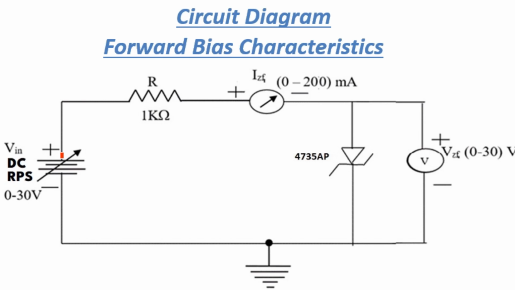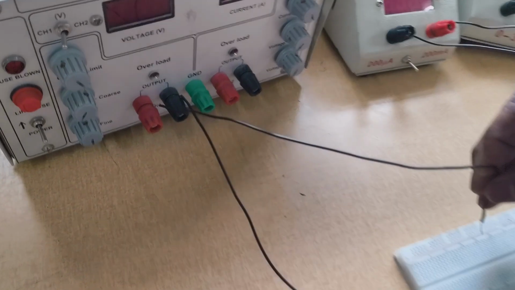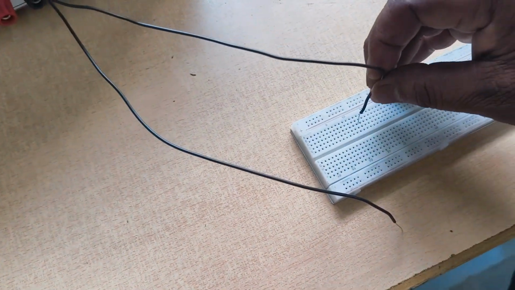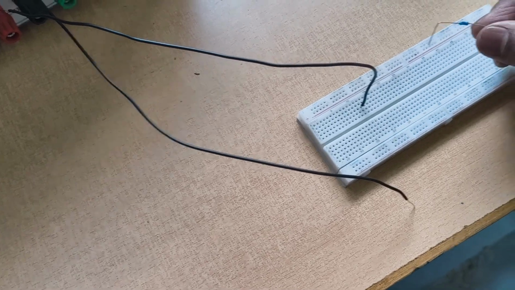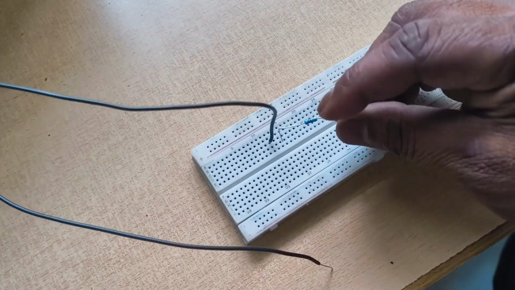RPS voltage positive is connected to the breadboard, which is connected to a resistor of 1 kilo ohm resistance. From supply positive to the breadboard, the positive is connected to the 1 kilo ohm resistance.